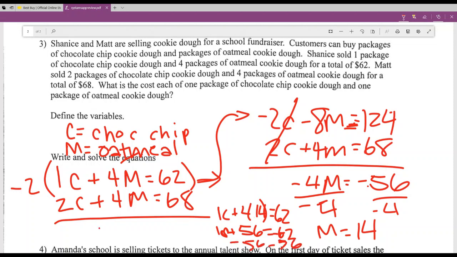I'm running out of space. So you have 1c. That's going to confuse y'all. Right here, 1c equals 6. So c equals 6. All right, and we have our 2 values there.